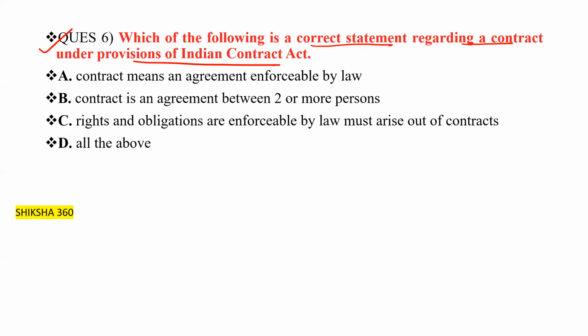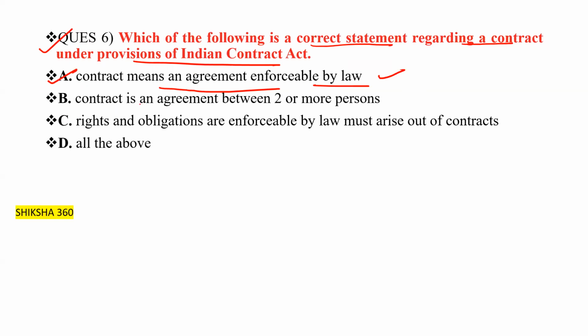A contract means an agreement that is enforceable by law. We know this is correct. Contract means an agreement that is enforceable by law. So is this one correct or not? Yes, this one is correct.